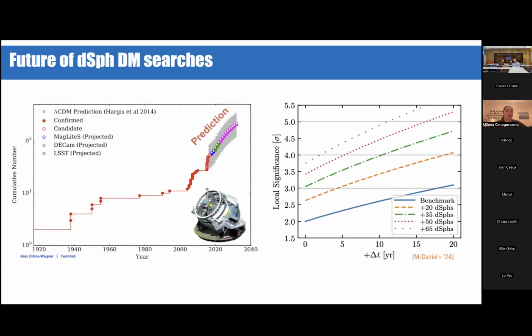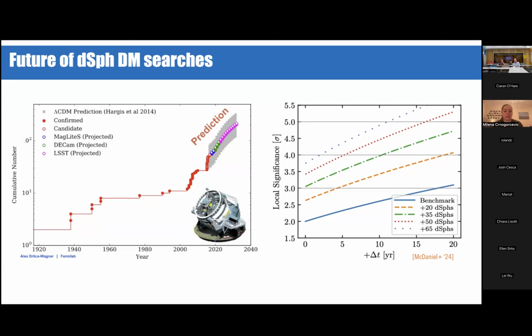Now, what is the future of the dwarf spheroidal dark matter searches? One may argue that the future really lies in increasing the number of sources. So here I show a plot of the predicted number of dwarf spheroidal galaxies that we expect to see from, for example, LSST, or instruments that are in building stages and soon to be operating. And we see that the number of dwarf spheroidal galaxies will reach hundreds in the coming decade or so.